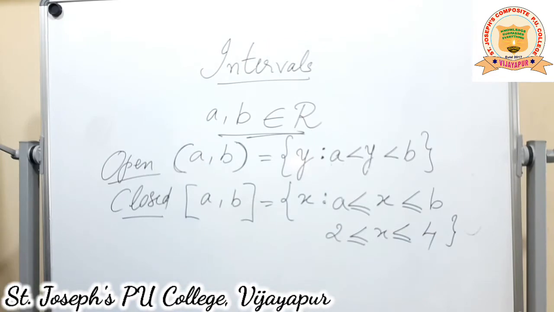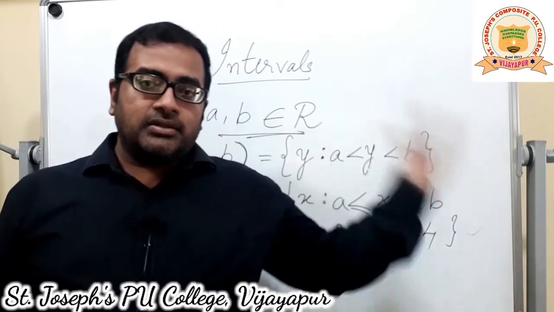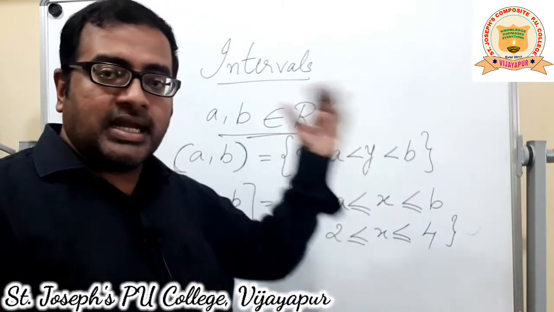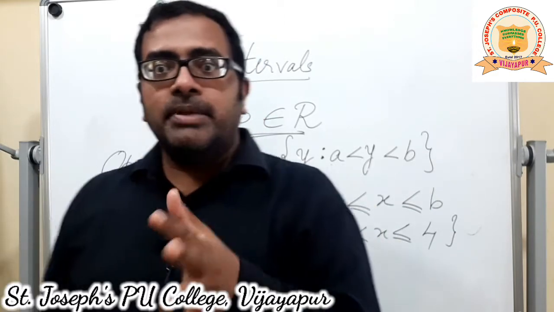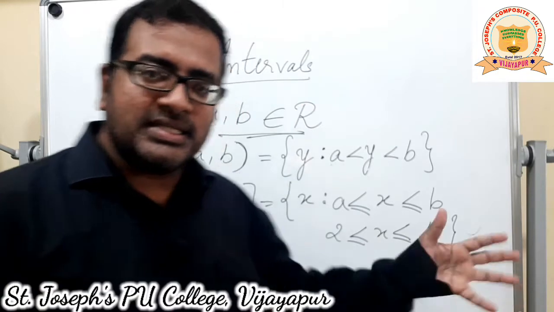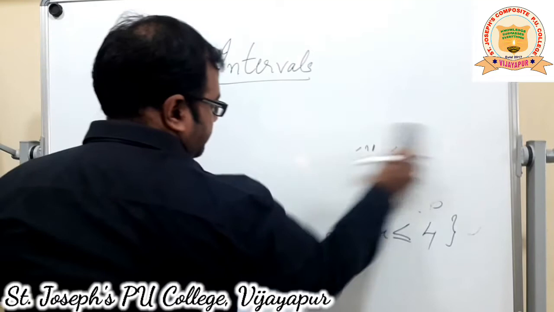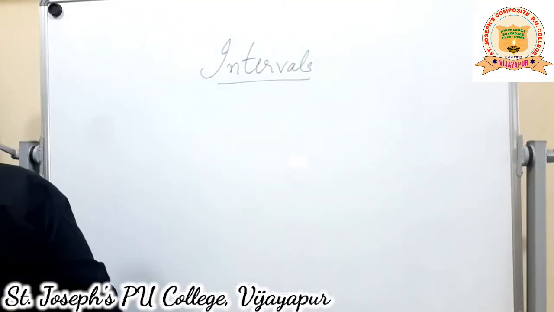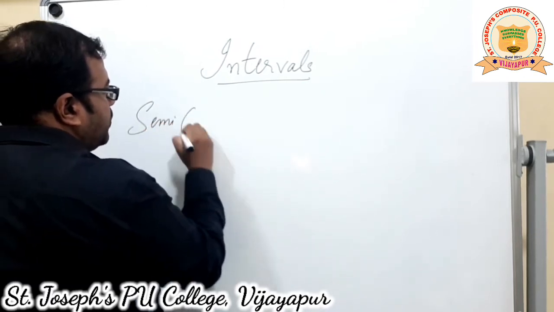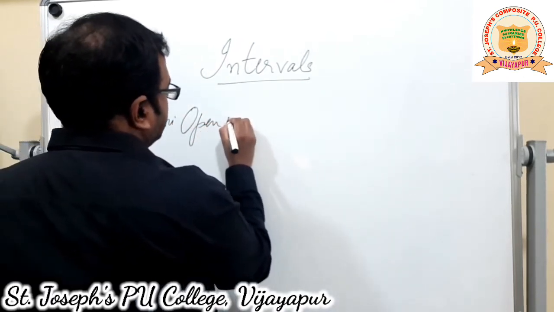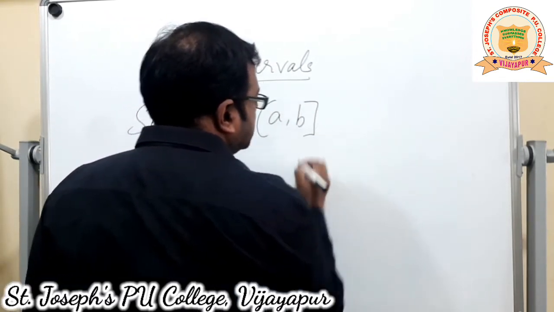Now, is it possible that you add that number on one side and the other side you can leave it, or you leave it on one side and consider it on the other side? That is also possible. They are called semi-open and semi-closed intervals. Let us have a look at that now. Semi-open and semi-closed intervals. So, what is a semi-open interval? Semi-open interval is open on one side but closed on the next side.